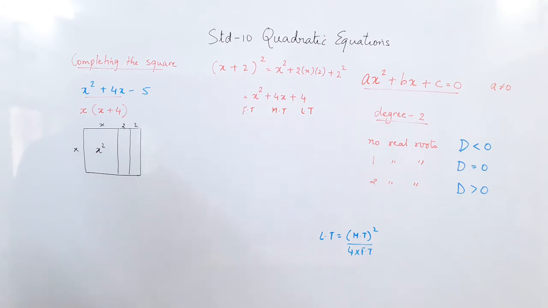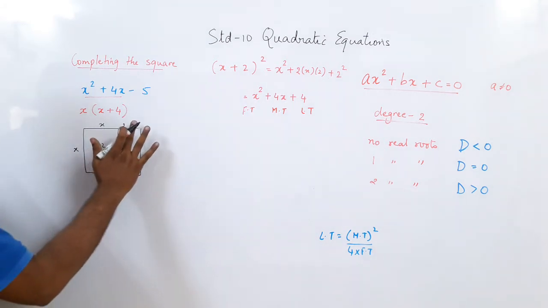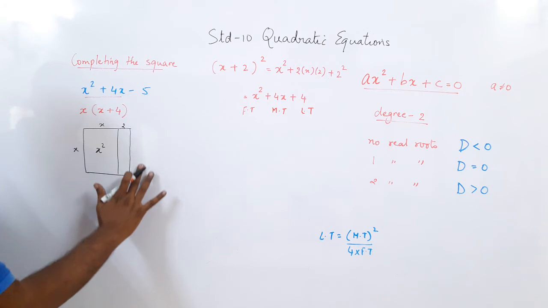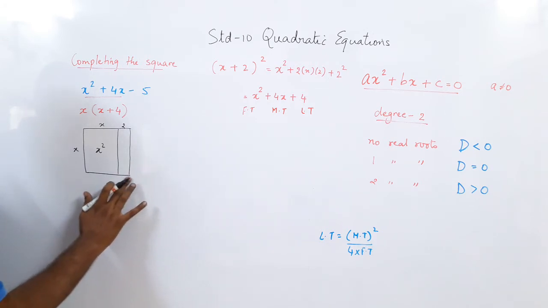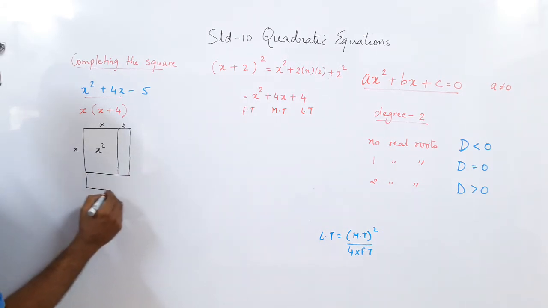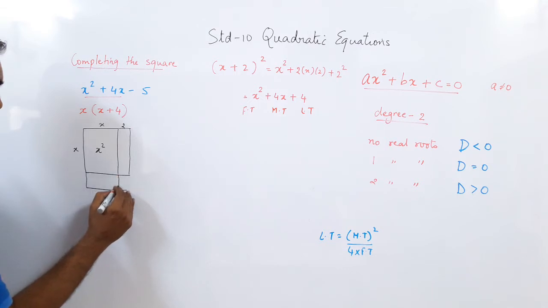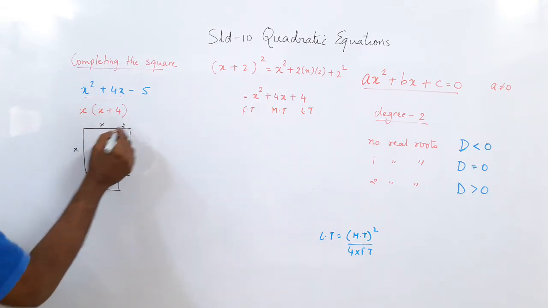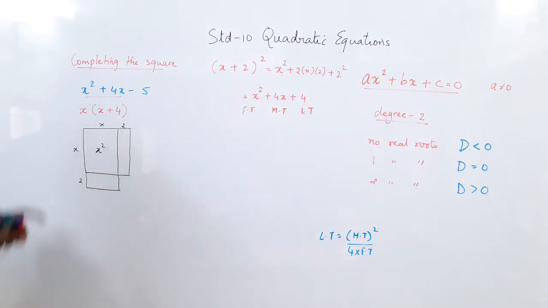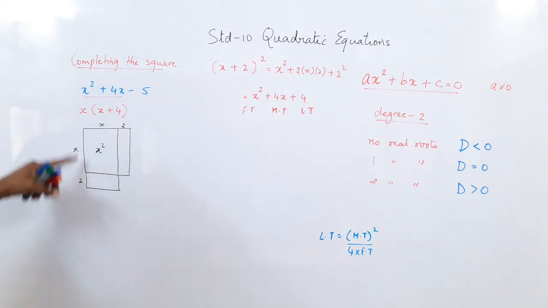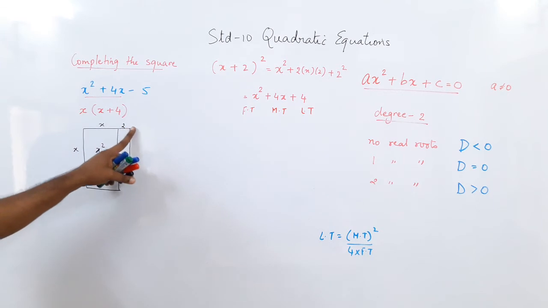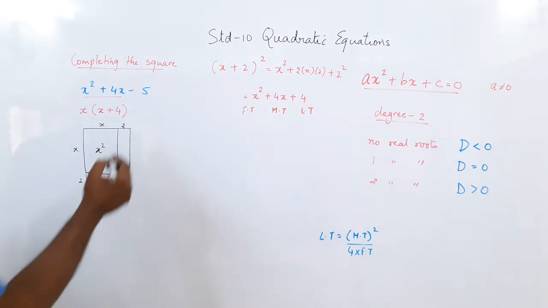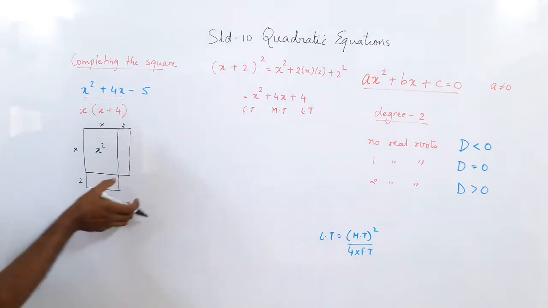Now what comes next? I take out the 2 from here and rearrange it here. What I have got here now, this is x and 2, this is x and 2. Are you following what I did? Breadth was x, length was x plus 4. That 4 I broke down into two parts. One part I called 2, the second part I brought down here.